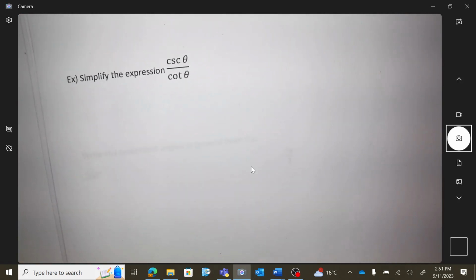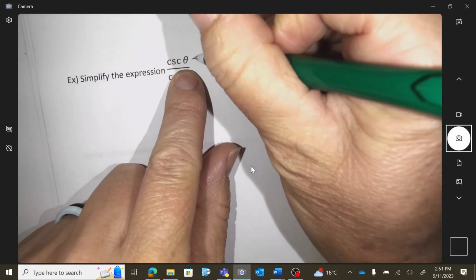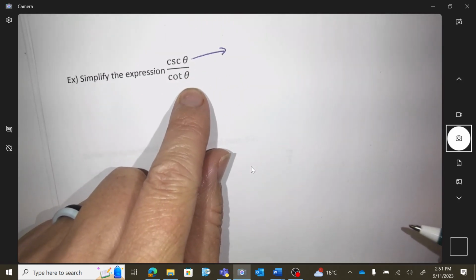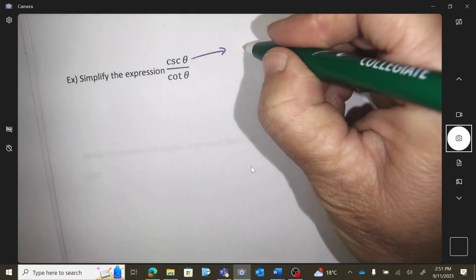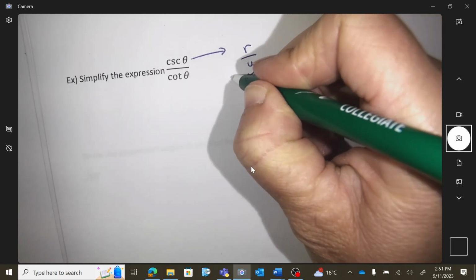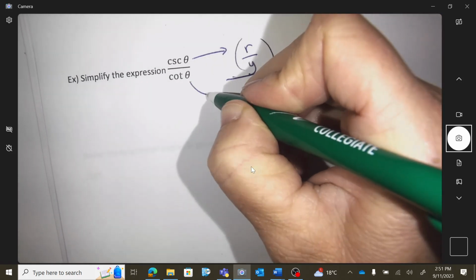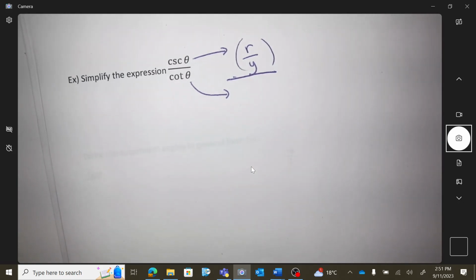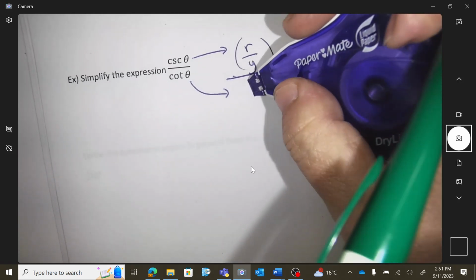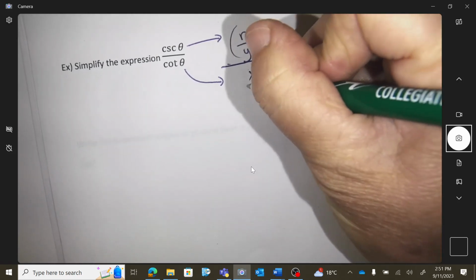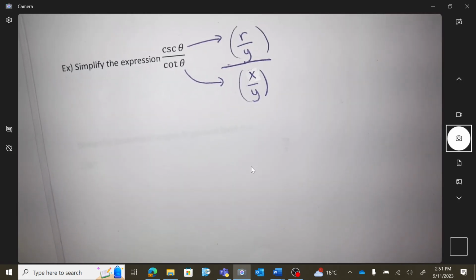Simplify this expression. So cosecant. What over what? What is cosecant again? What letter over what letter? R over y, you say? Divided by, and then I'm going to replace cotangent with, nope, is it x over y? So I replaced with the letters, the fractions that I know.